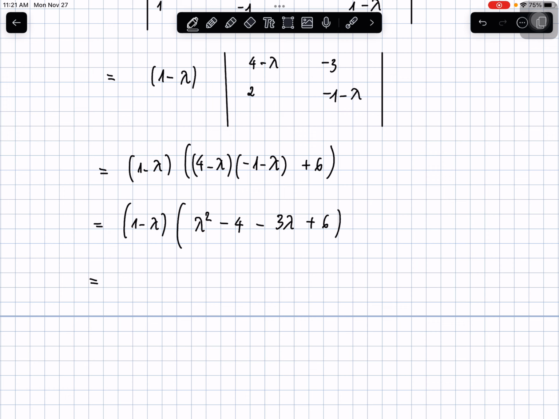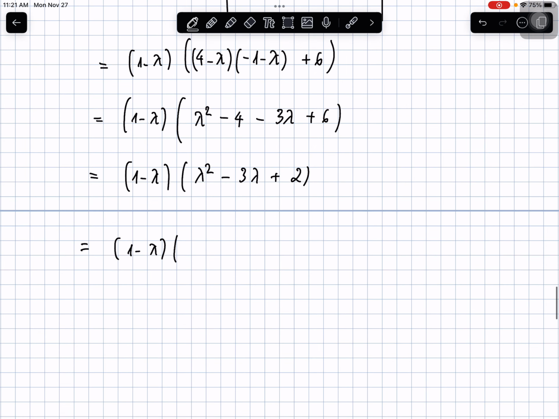Okay, lambda square minus 3 lambda plus 2, right? It factors as (lambda minus 1) times (lambda minus 2). Yeah, here's how I compute it.